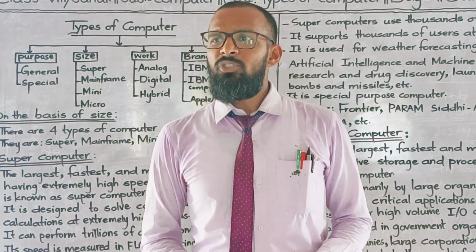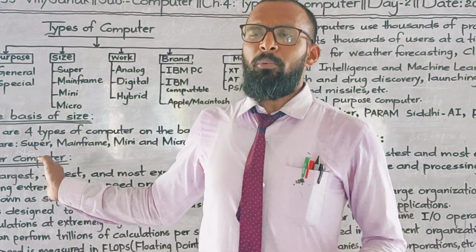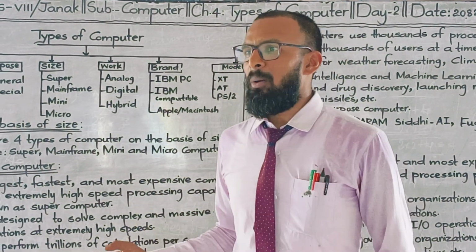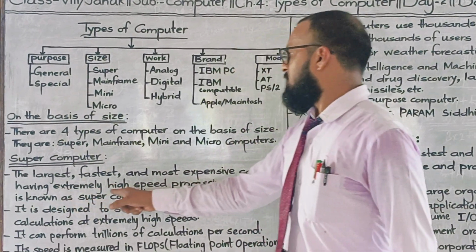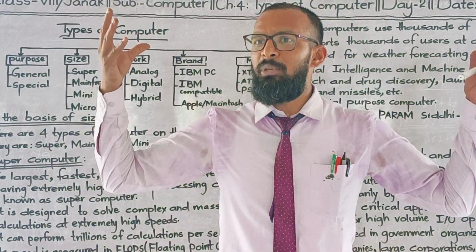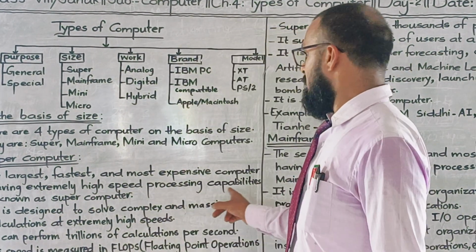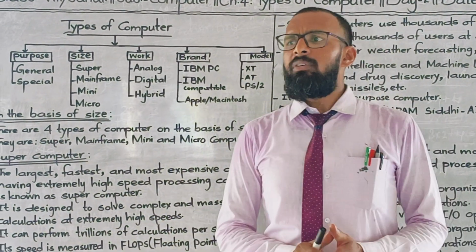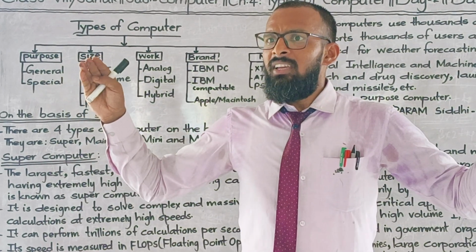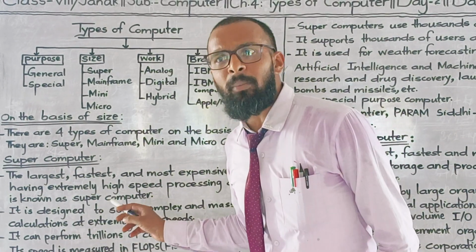Supercomputer is the largest computer. This is the largest, fastest and most expensive computer, having extremely high processing speed. This is not general purpose. This is a special purpose computer, designed to solve what type of calculation? Complex calculation. It is designed for scientific research. Complex computation, not simple calculation. It is special purpose, not general purpose.